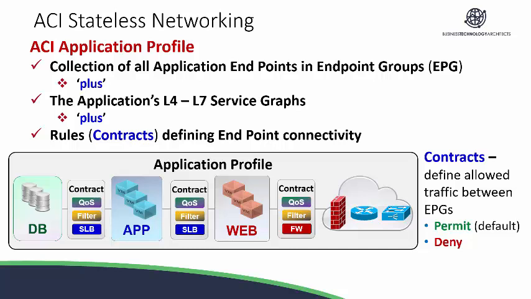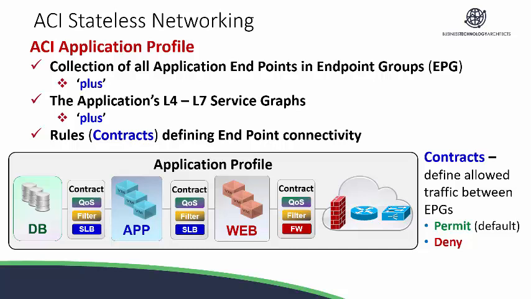An application profile is basically my three-tier application. It could be database, app, web and database, or app and database. It doesn't really matter, right? It's the collection of all application endpoints in the endpoint group, plus any layer 4 through layer 7 service graphs. When we talk about layer 4 through layer 7 services, we'll talk about how we do that integration later. And it also has the rules, or the contracts, defining the endpoint connectivity.